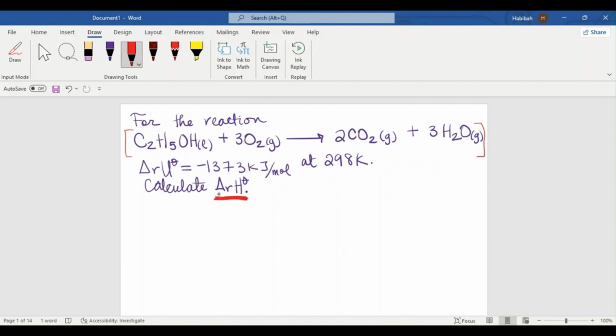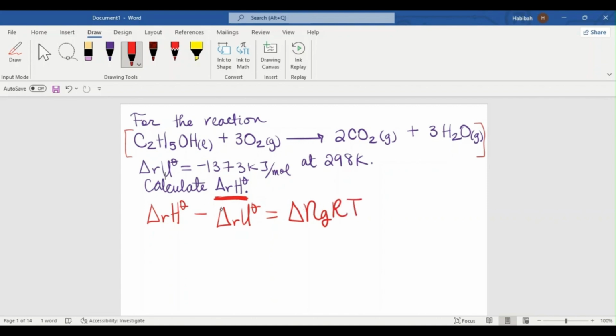So the first thing you have to do is write out the equation that connects both internal energy and enthalpy. And it is this equation here. The change in enthalpy of the reaction minus the change in internal energy of the reaction equals the change in the number of gases for products and reactants for the reaction times the gas constant times temperature. So this is basically what you have.